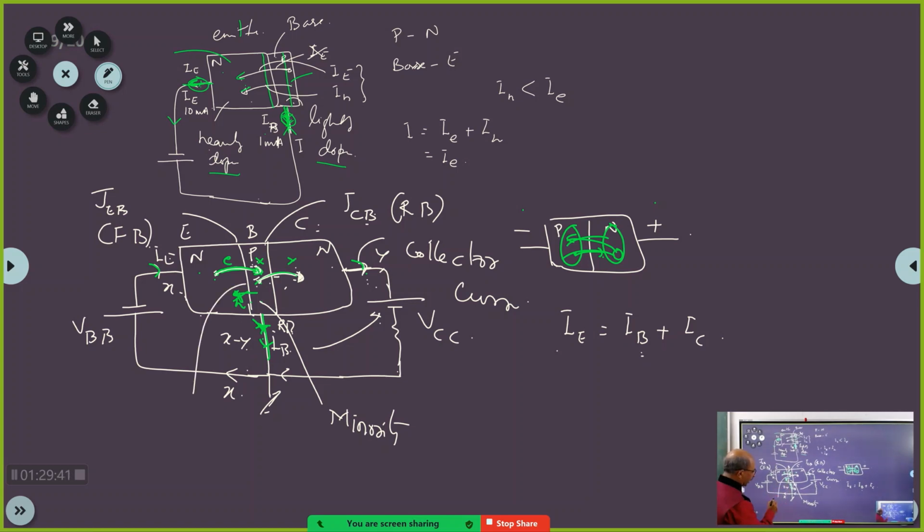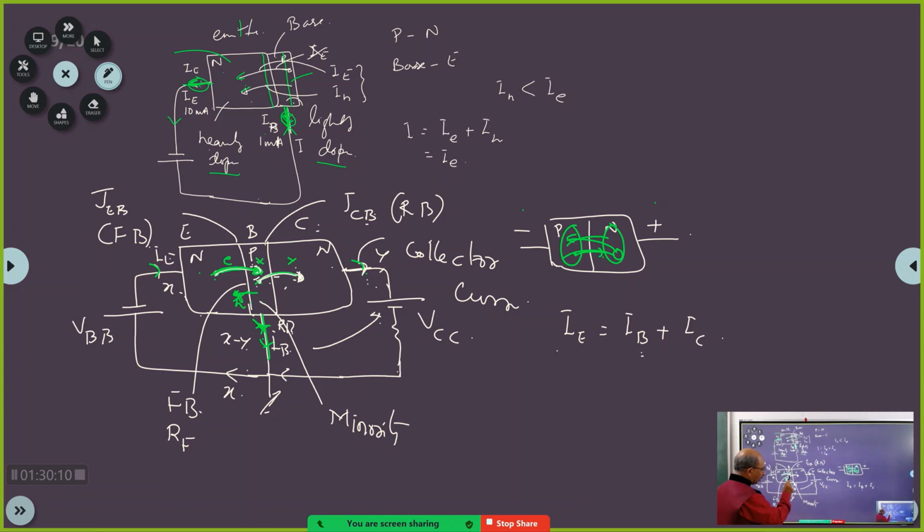Now this junction is forward biased, right? So for the electrons to cross from here to here, they have to encounter some resistance, right? That resistance we have called RF, forward resistance, correct? Now answer very carefully.